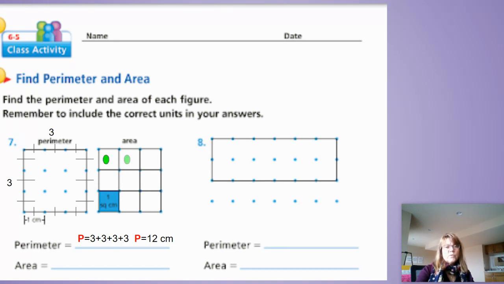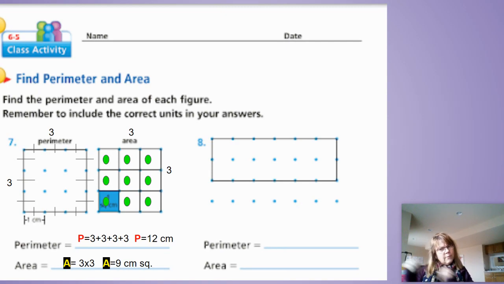Areas: 1, 2, 3, 4, 5, 6, 7, 8, 9. And now we have 3 times 3, and that is 9 centimeters squared. SQ is the abbreviation for squared. You could put SQ CM for square centimeters, or you could have it the way I have it here. Either way works. All right, we're going to find the perimeter and area for this one on number 8.